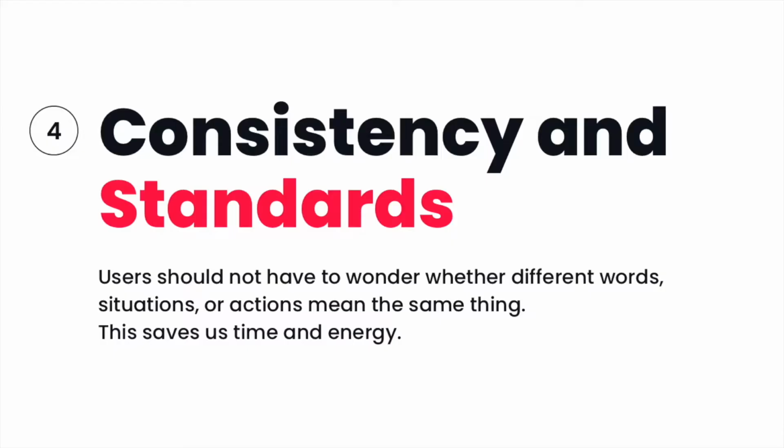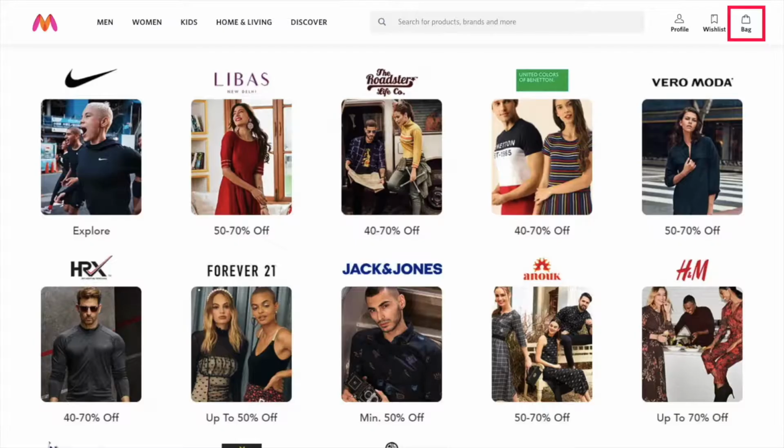Fourth, consistency and standards. Users should not have to wonder whether different words, situations or actions mean the same thing. This saves us time and energy. We have to maintain consistency and standards in our designs. For example, the shopping cart on e-commerce websites is always seen on the right side, like Amazon, Flipkart, and Myntra. All these websites show the shopping cart on the right side because it's a standard. All users of e-commerce websites know that the shopping cart is always on the right side. So these are standards.